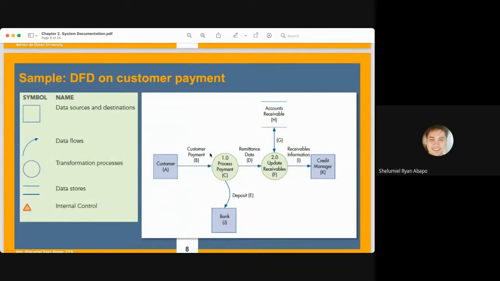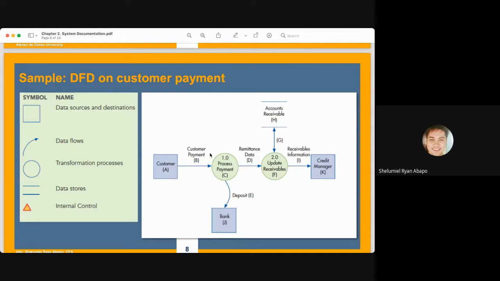So obviously the source will be the customer. The payment will flow now into the payment processing. And then once payment processing is done, a copy of a deposit slip is prepared, and the deposit slip will now be forwarded to the bank together with the cash that will be deposited.